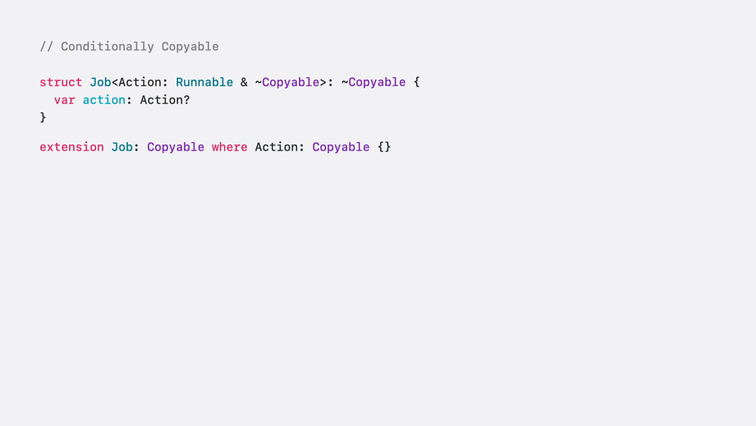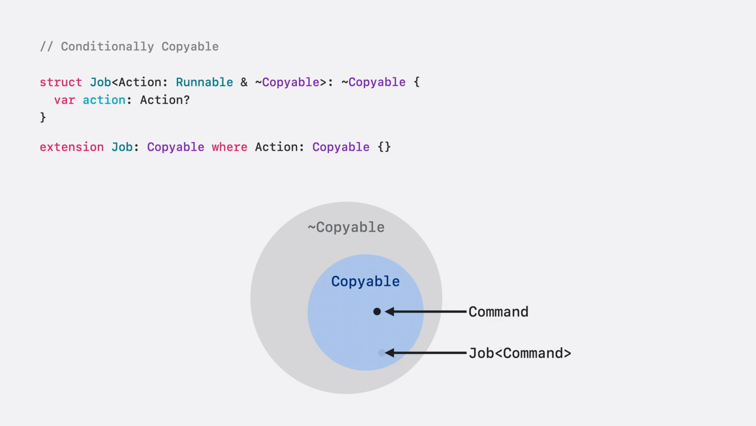How does that look in our universe? We don't know whether a Job is Copyable until we put a concrete type in for the Action. So let's put in Command. We know a Command is Copyable, so a Command Job is Copyable too. But if I make the Action a BankTransfer, the conditional conformance is not satisfied, so a BankTransfer Job is not Copyable. So, the whole idea behind non-copyable generics is that you're removing default Copyable constraints.